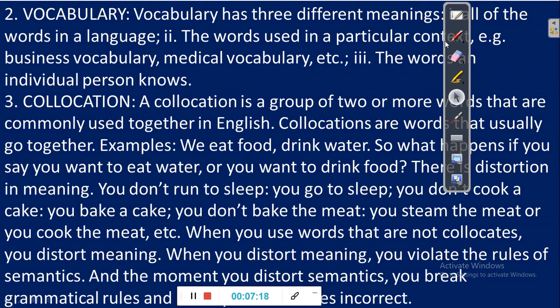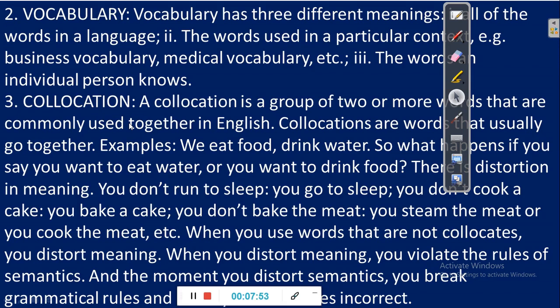When you use words that are not collocates, you distort meaning. When you distort meaning, you violate the rules of semantics. And the moment you distort semantics, you break grammatical rules, all right? And then you make incorrect expressions. So, collocation is a very important aspect of language learning and language use, because collocation has to do with the practical use of words.